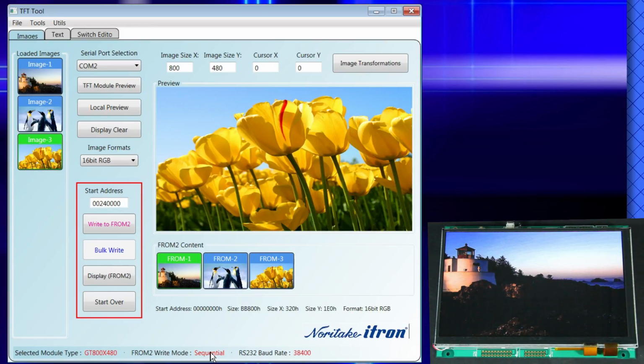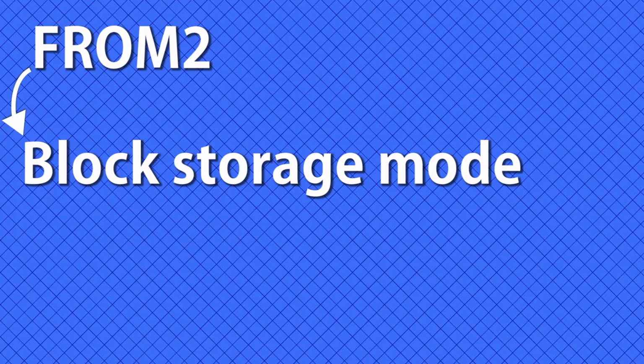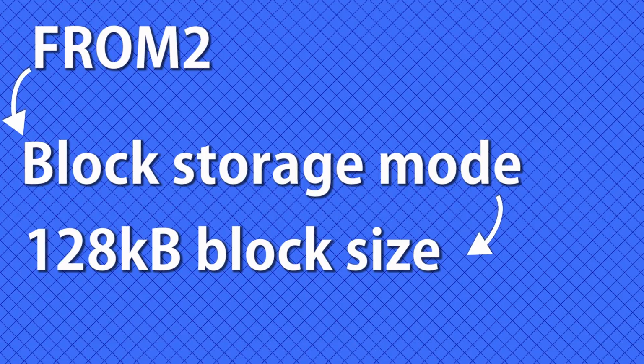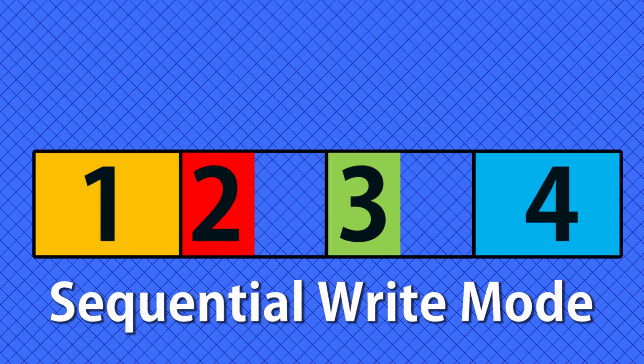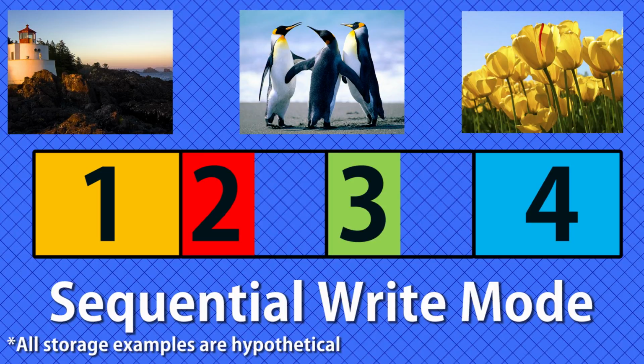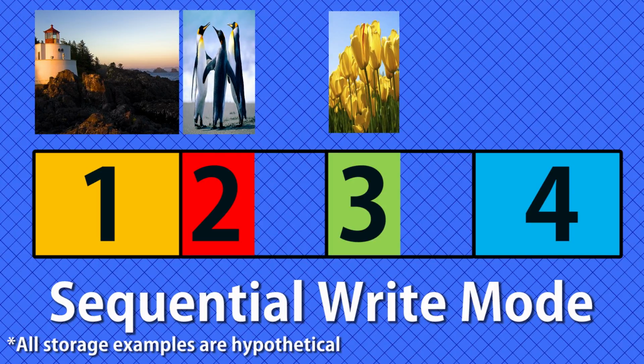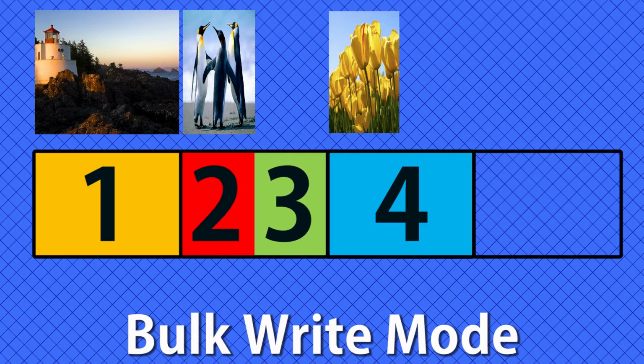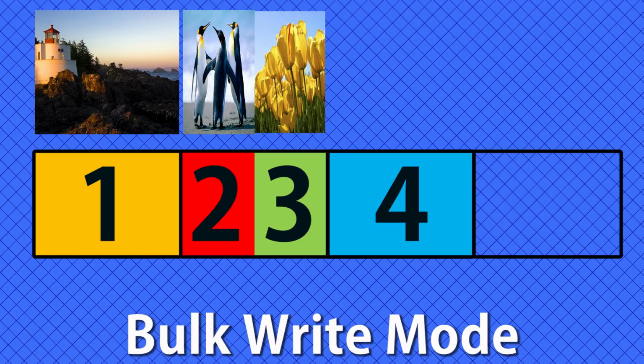Now there are 2 write modes with the TFT tool: sequential write mode and bulk write mode. The basis of how these 2 differ is FROM2 is based on a block storage mode. There's blocks within FROM2 of a certain size. Since we wrote these 3 images with sequential write, they're all going to be in their own respective blocks in memory. Bulk write ignores the blocks and just writes. It would have written all 3 of these images smushed together, kind of like overlapping in different blocks.